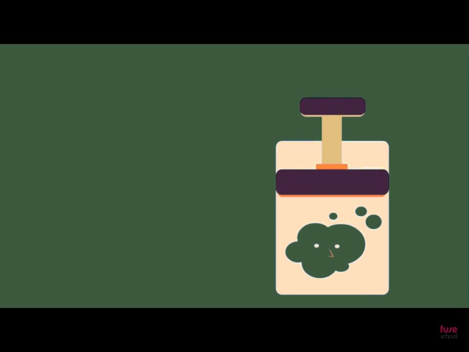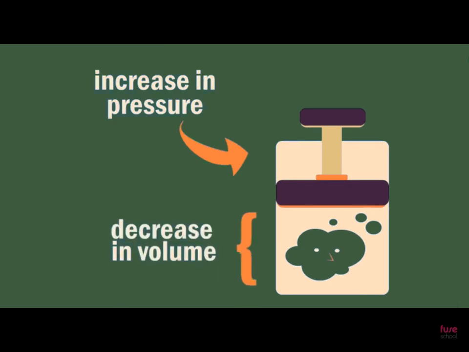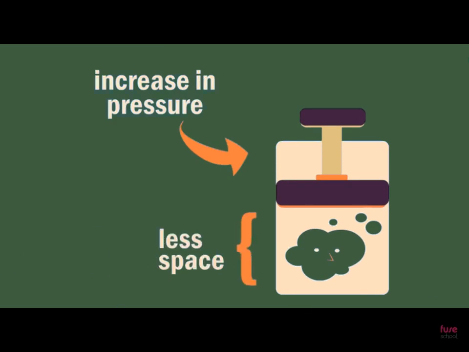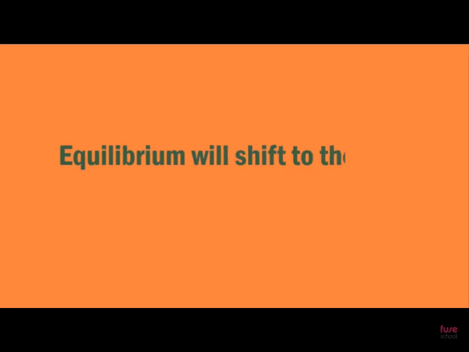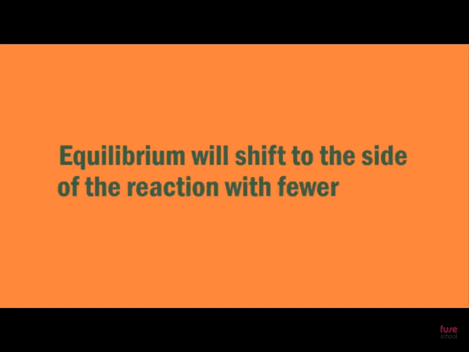An increase in pressure means that there is a decrease in volume, so there is less space. Equilibrium will shift to the side of the reaction with fewer moles.